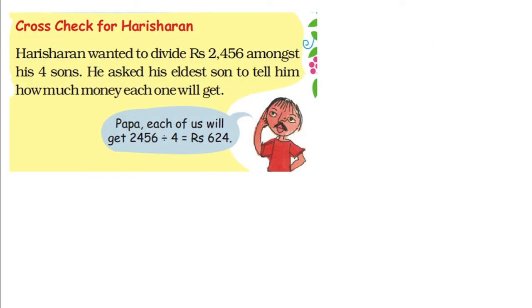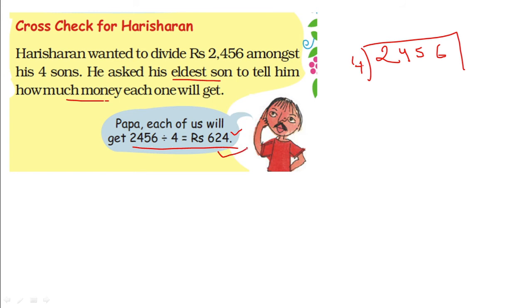Now let us cross check Hari Saran. Hari Saran wanted to divide rupees 2456 amongst his 4 sons. How many sons? 4 sons. Okay. Papa, each of us will get rupees 2456 divided by 4, that is 624. His eldest son divided like this: 2456 divided by 4, that is 624 rupees for each.